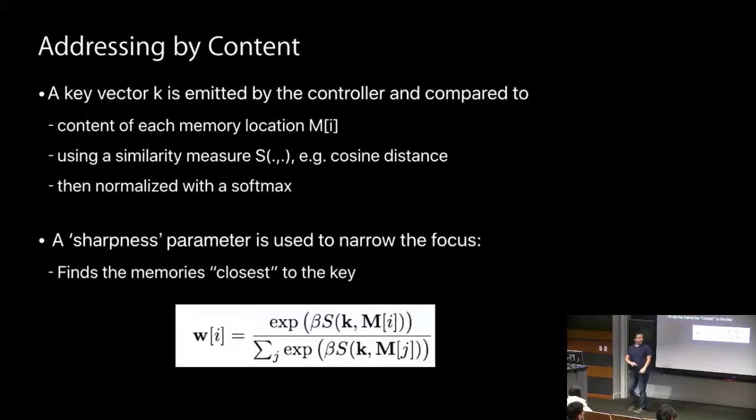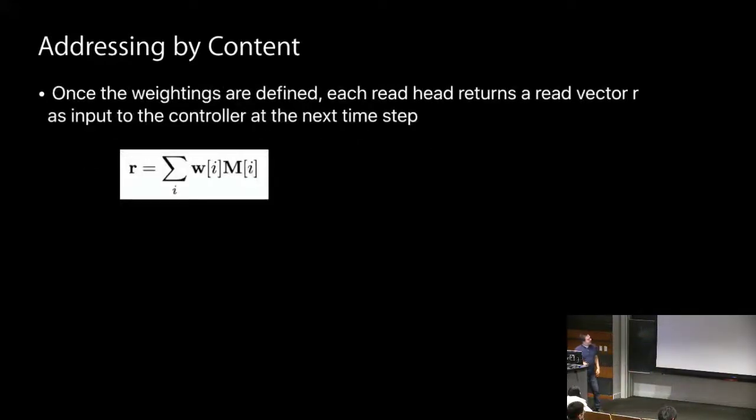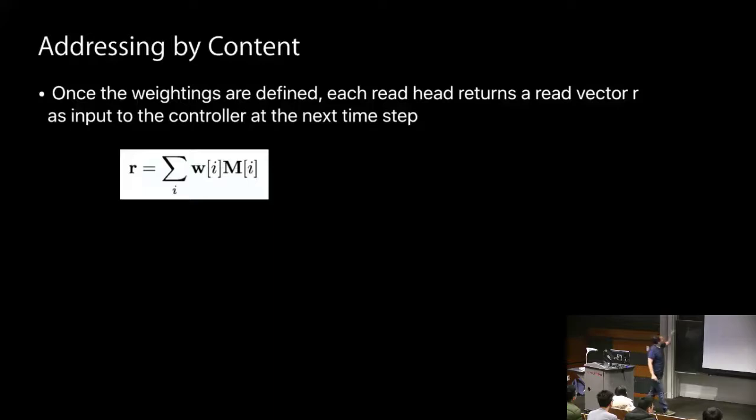In fact, when we look at what the read operation does, the read operation will return a vector r, which is the read vector, as an input to the controller at the next time step. So you're reading from the memory and giving it to the controller at the next time step, and it's just going to be the weighted average, right? So it's almost like taking an expectation of the memory with respect to these weights.